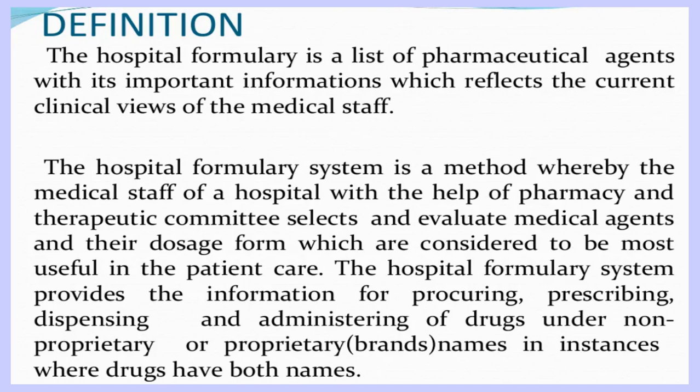The hospital formulary system provides the information for procuring, prescribing, dispensing and administering of drugs under non-proprietary or proprietary, that is branded names, in instances where drugs have both the names. So we can get information from the hospital formulary for procuring, that is purchasing or collection of drug stock from the manufacturers or wholesalers. The hospital pharmacist will be purchasing or procuring the drugs. So how they will be procuring the drugs? Based on the hospital formulary.